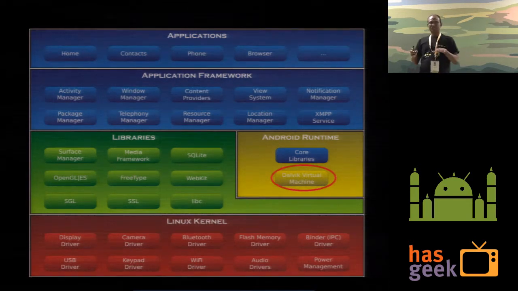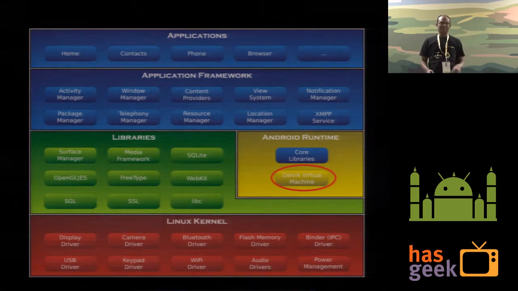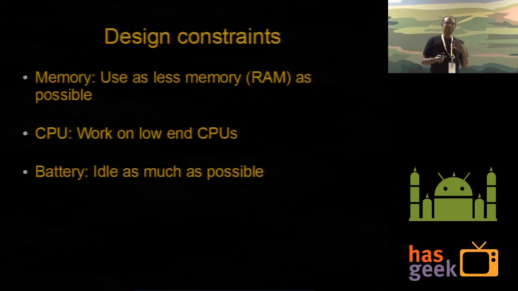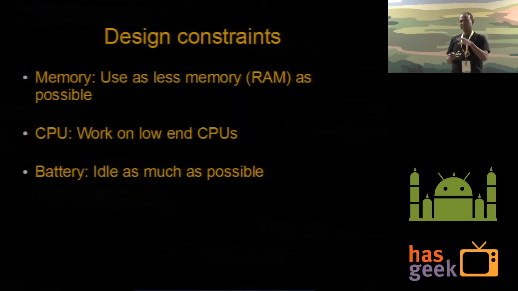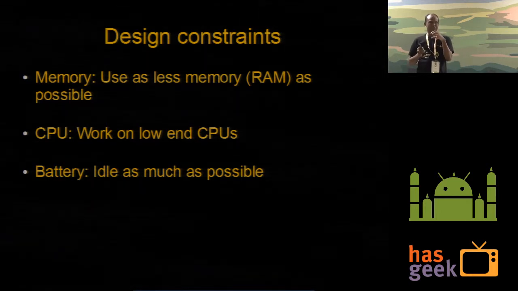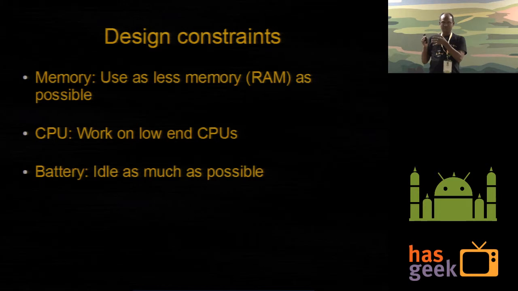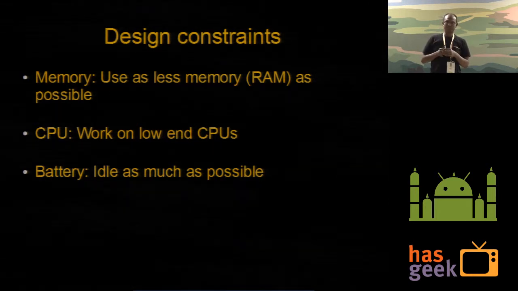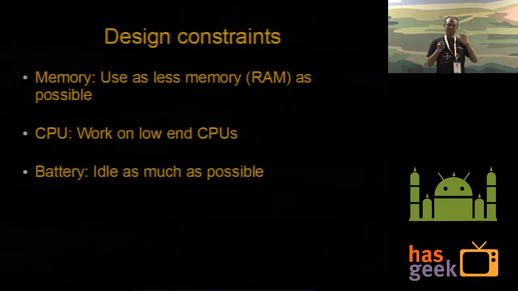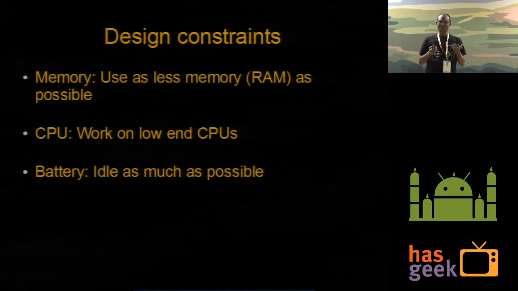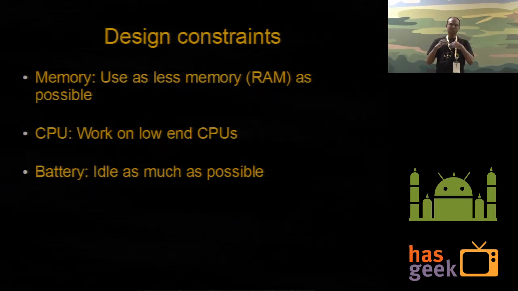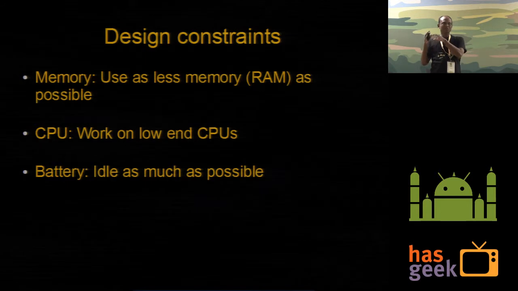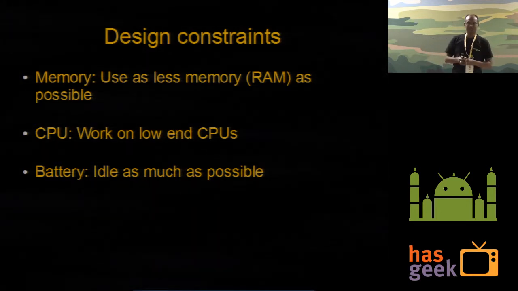Dalvik has been designed to work with all the other parts, taking into consideration the complete Android motivation itself. The complete Android system has been designed around some constraints. One of them is memory: it has to run on devices which have very low RAM. They also didn't want to make use of any swap space. So it is supposed to work with low memory. And CPU: it is supposed to work on low-end CPUs. And more importantly, it should consume much less battery. So these are the design constraints that Dalvik is based on, and we'll look at how Dalvik has addressed many of these factors as we speak.